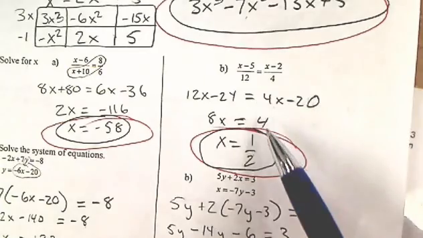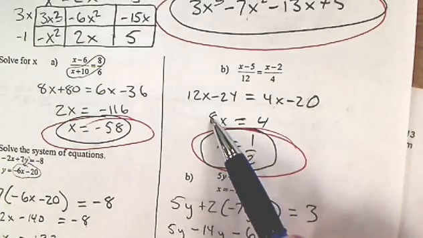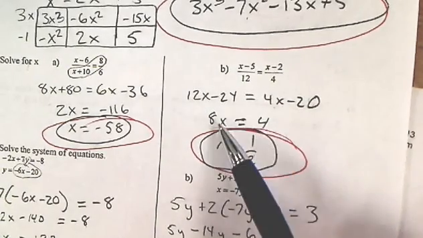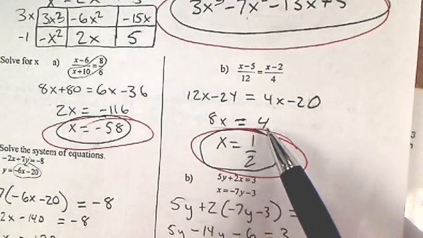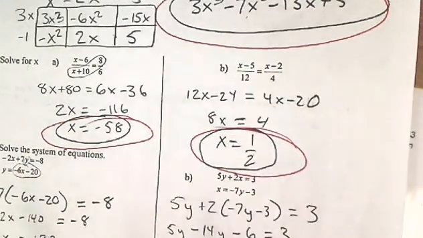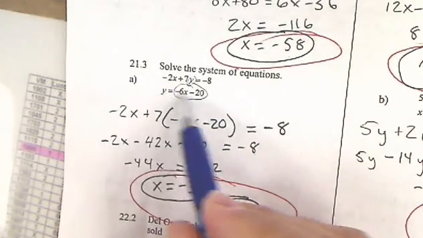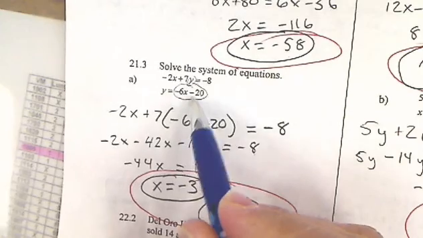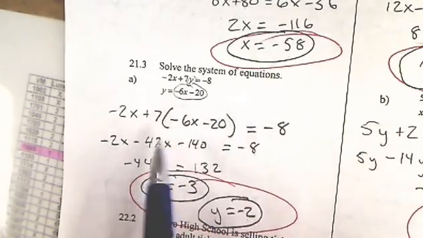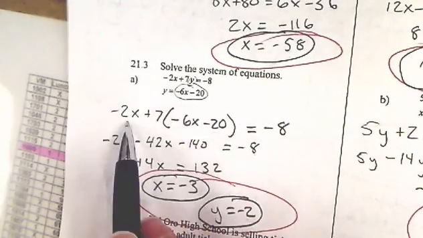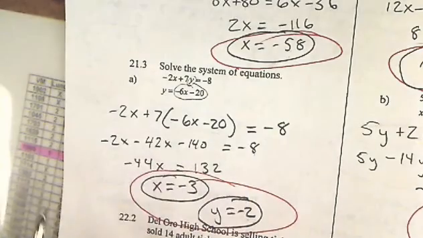Cross multiply. I have 8x equals 4. You have to divide by 8 on each side. And 4 divided by 8 is 1/2. Y is equal to that right there, so I can plug it in for the y. So that's what I did here. I wrote everything down but the y and plugged it in.